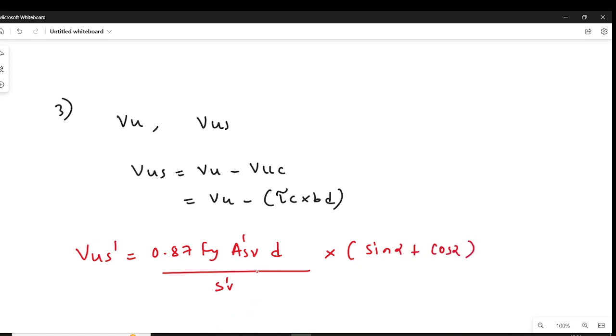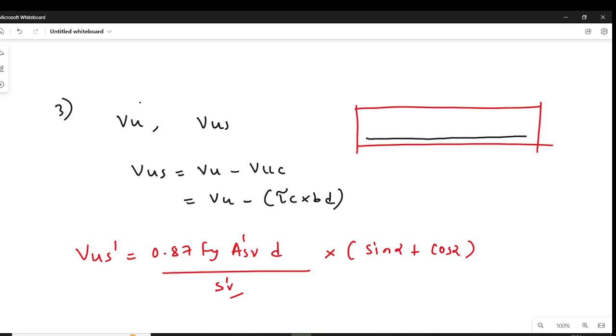Okay, so ASV dash is the area of the curtailed bar. You can say total area of the curtailed bar. What is SV dash? Okay, if this is your beam, you have bars at the bottom. So what you have done, you have provided the curtailment of the bar at different cross sections. At this cross section you have provided, and also at this cross section you have provided. Okay, so you are providing two curtailments of the bars at different cross sections.